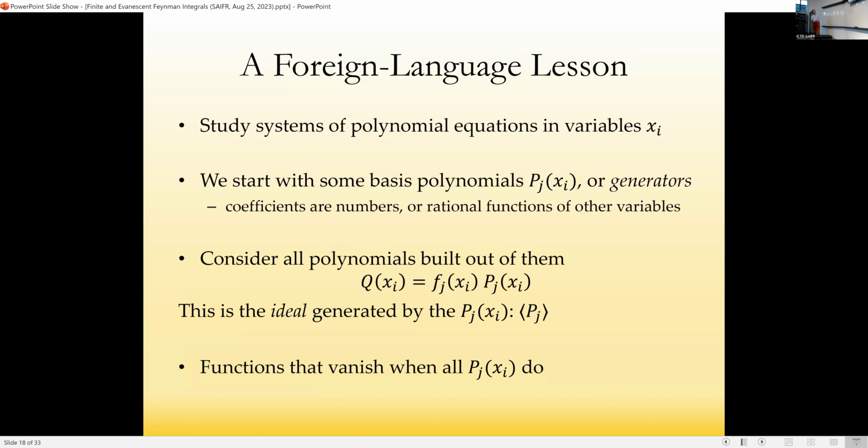So in a more abstract way, we're studying systems of polynomials in certain variables. The variables here are the monomials built out of the loop momentum. And we start out with some basis polynomials. Those are the ones that come out of this procedure, and the numbers of them are given on the previous transparency. These are called generators of the ideal. For our purposes, the coefficients are going to be numbers or perhaps rational functions of the external invariants. In the four-point case, that would just be t.